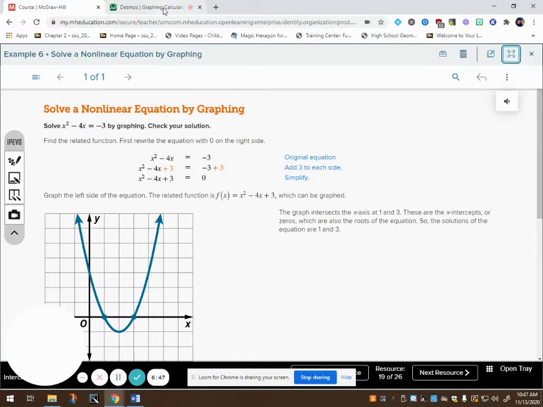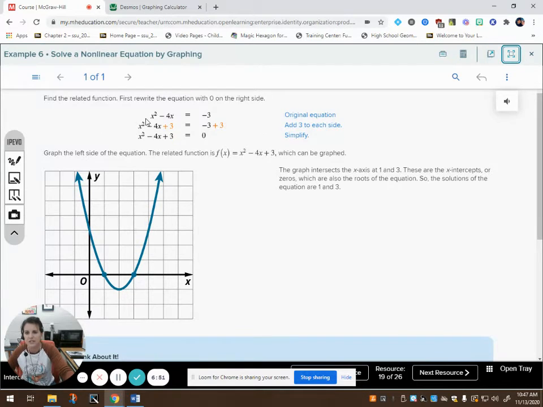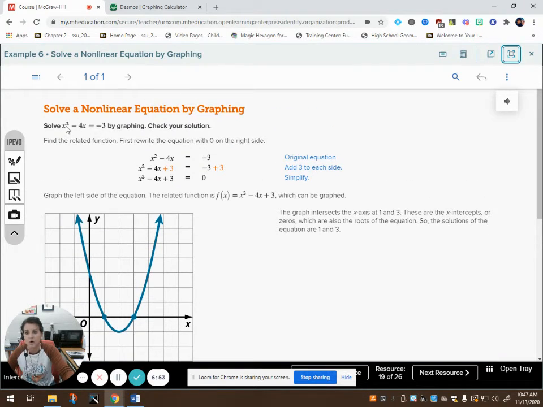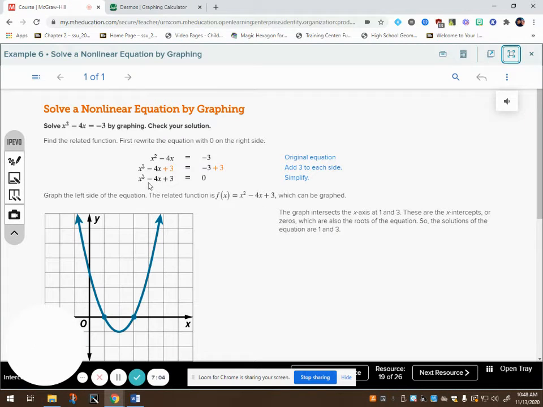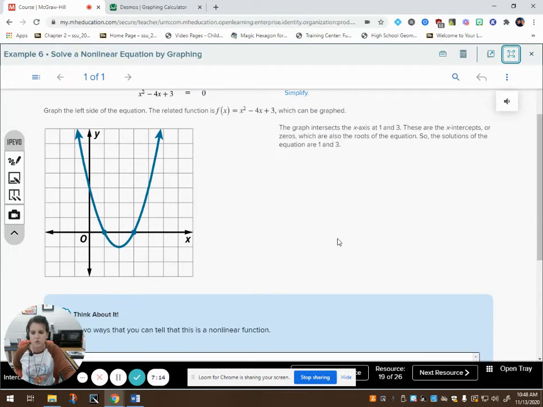So if I go back over here and I plug those values into my equation, it should work. 1 squared is 1. 1 take away 4 is negative 3. If I plug in that other, which was 3, 3 squared is 9. 4 times 3 is 12. So 9 take away 12 is negative 3. So it works. Those are the roots. Those are the solutions.